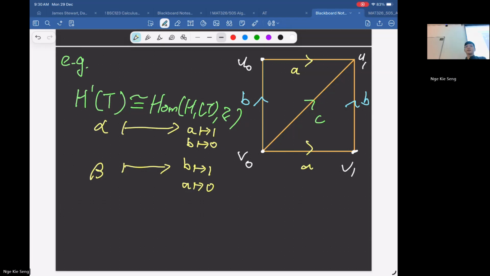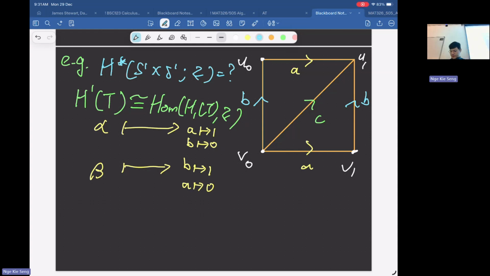Okay, so our question is what is the cohomology ring of the torus? So these are the two generators. Maybe we can try and check what is alpha cap beta. Okay, what is alpha cap beta here?